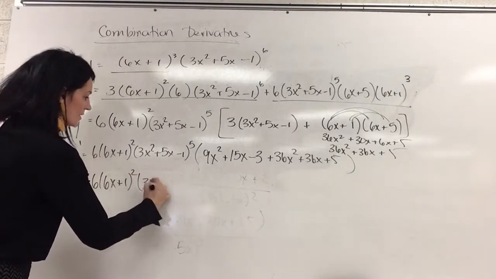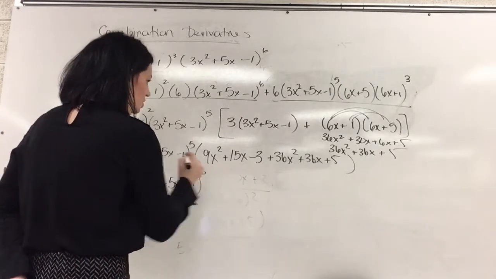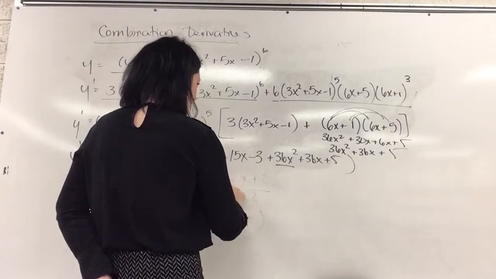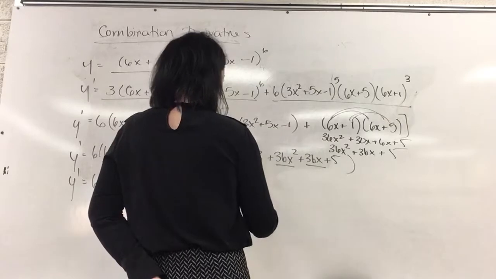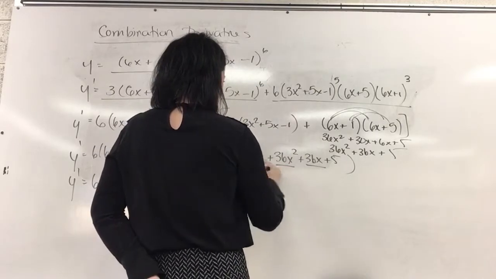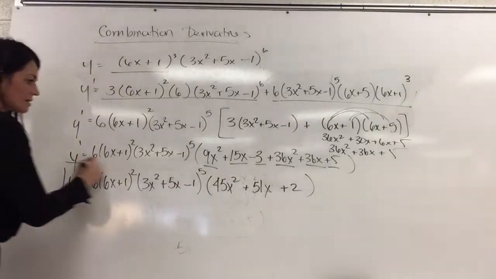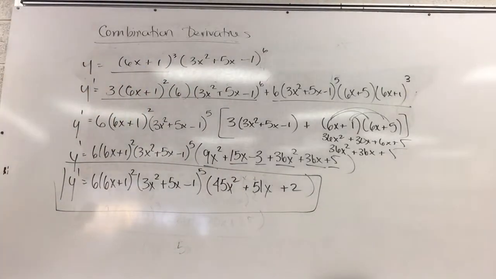And something similar to this is going to happen every single time you have a product rule with two chain rules in it. So I have a 45x squared, I have a 51x, and I have a plus 2. So there you go. That is simplified. I would accept that if someone said find the derivative and simplify of a product rule with two chain rules.